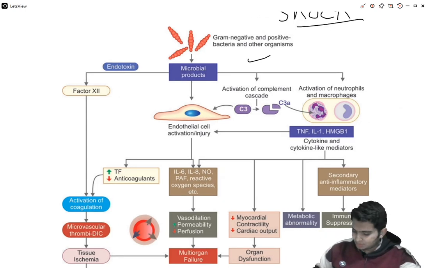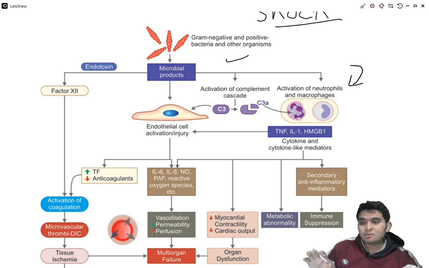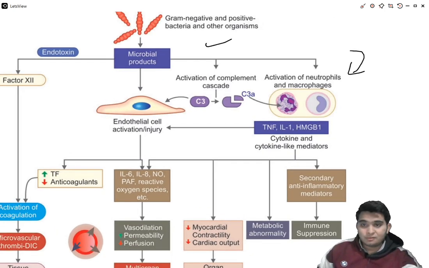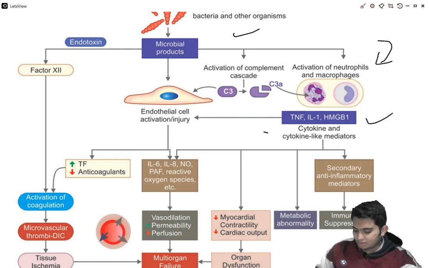Microbial products will bind to certain receptors and activate the inflammatory response, such as activation of neutrophils and macrophages, activation of the complement cascade, and a procoagulatory state also. Activation of neutrophils and macrophages leads to the release of pro-inflammatory cytokines such as TNF, IL-1, HMGB1, and many others, which also leads to endothelial cell injury.